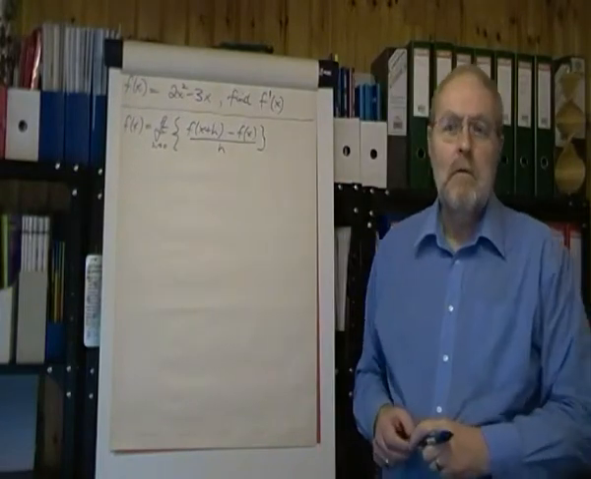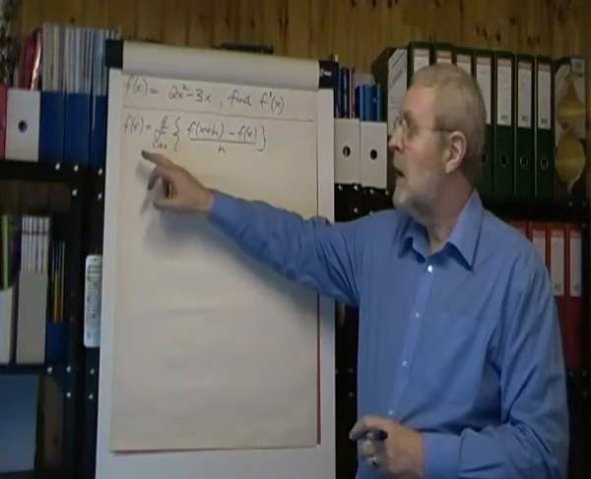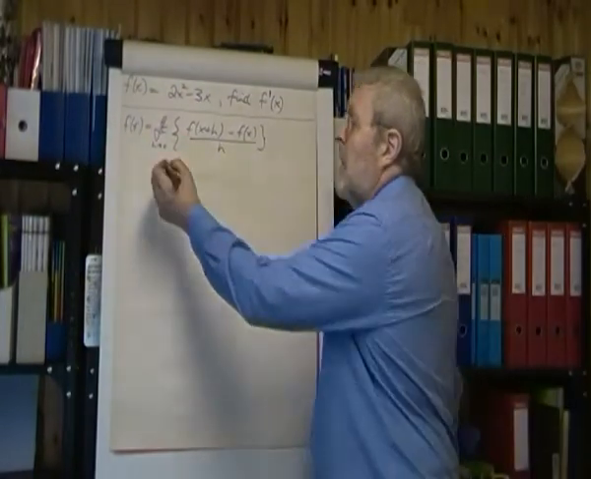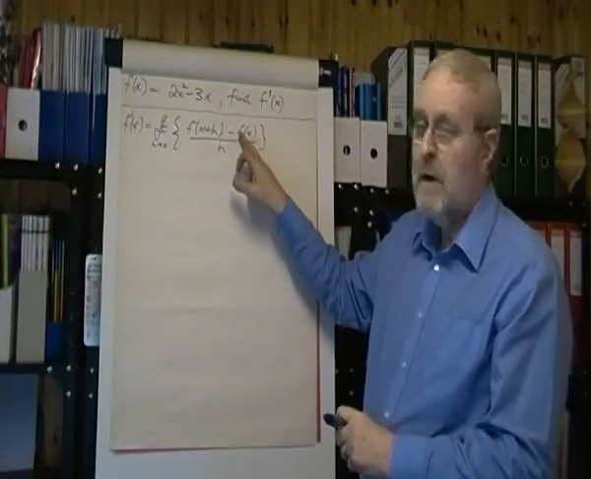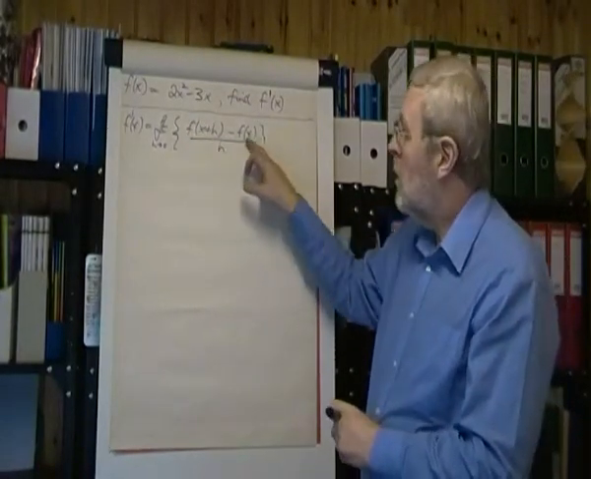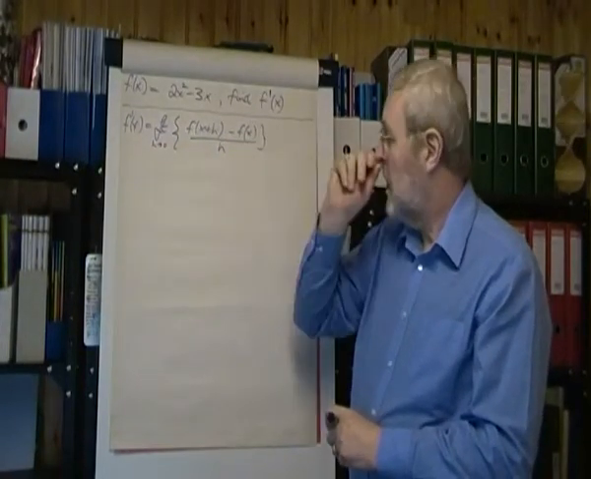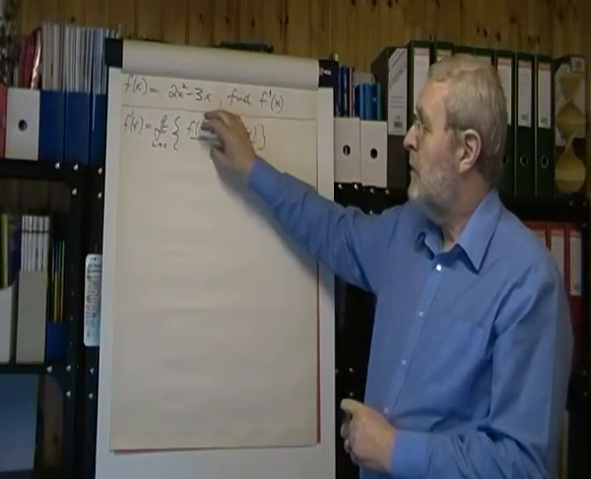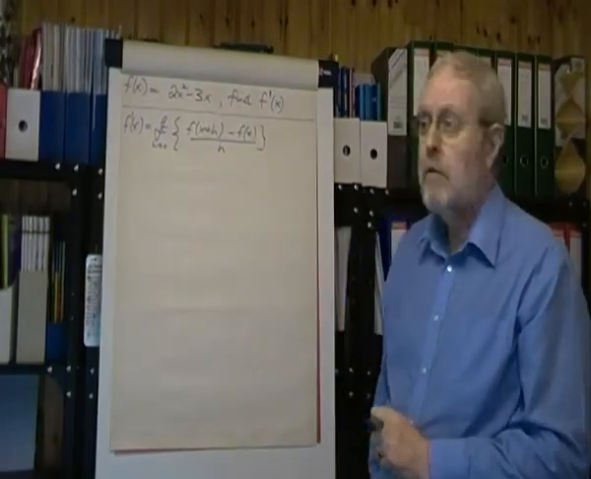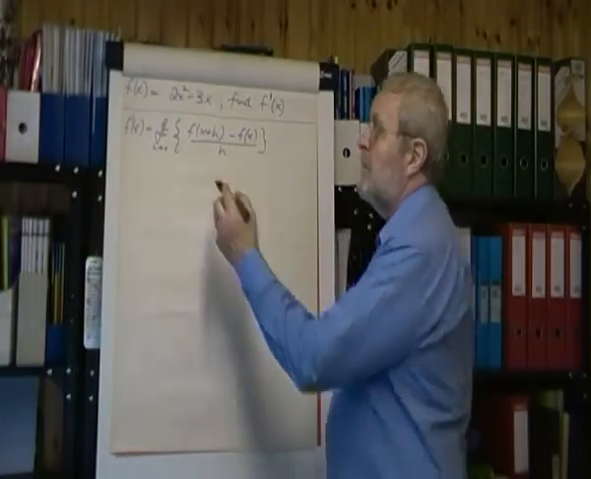This is an example of how to differentiate from first principles using the function notation. Our definition for f dashed of x is the limit of f of x plus h minus f of x all over h. And as we take that limit when h becomes smaller and smaller and smaller, this will give us eventually the gradient of the tangent, which is our desired f dashed of x or dy dx.